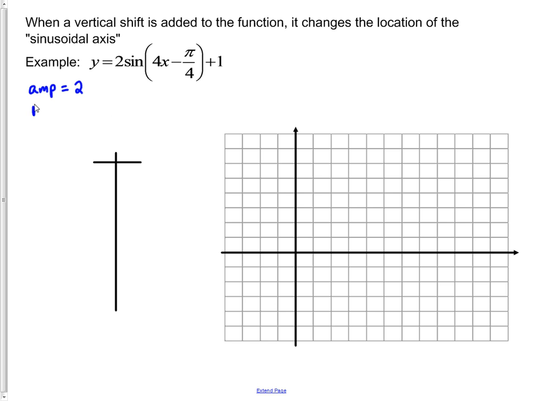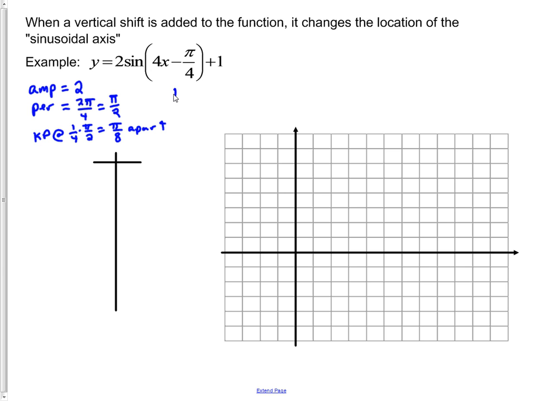Our period, the period of the function, is going to be 2 pi divided by b. We've got 2 pi divided by 4. In this case, that means one full period will be completed within a cycle of pi over 2 units. Key points: I always put key points 1/4 of the period apart. So we're going to take 1/4 times pi over 2. That's going to give me pi over 8. Pi over 8 is the increment of how far apart each of the key points will be from one another.